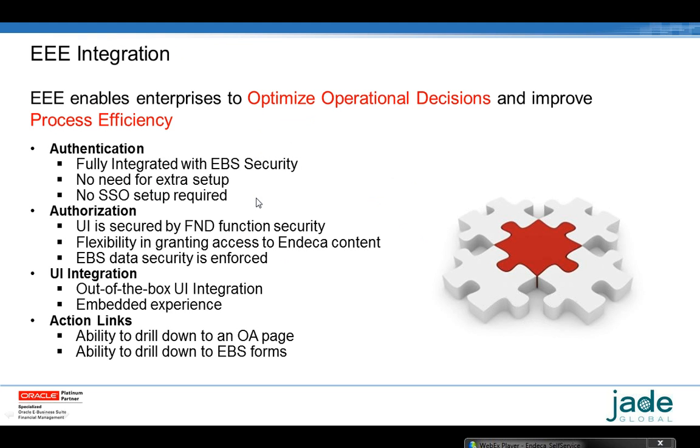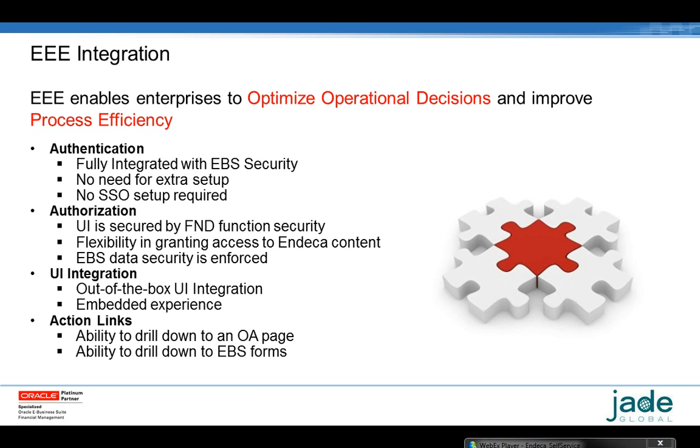Okay. So without wasting much time, the integration points: how authorization is done, how authentication is done, and what the UI integration is. As far as authentication is concerned, it is fully integrated with EBS. You're not going to sign into Endeca with a separate user ID, password, or URL. You log into EBS, and from there you start viewing Endeca pages. So there's no need for extra setup. It's just your forms, menus, and roles and responsibilities that you define in your EBS. No single sign-on setup is required. Again, as I said, it uses your EBS authentication.